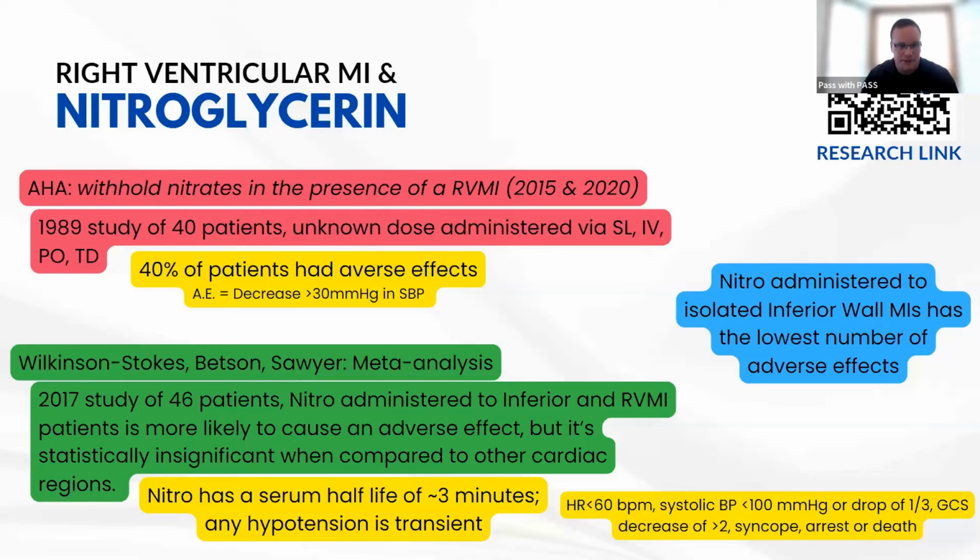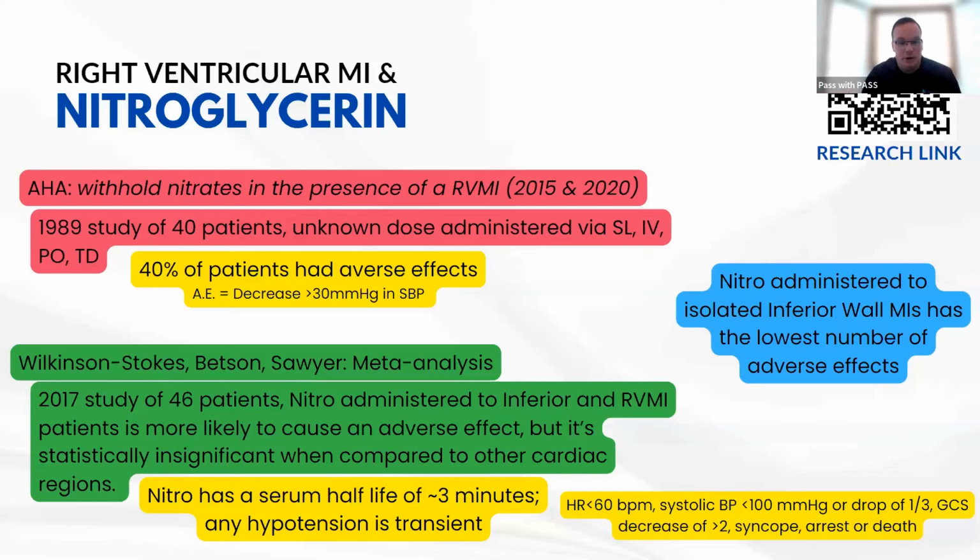So 40% of patients had adverse effects from that 1989 study. That is the reason that in 2024 now, we are continuing to operate and practice as if we should absolutely never give nitro to a right ventricular wall MI patient. And I've taught it that way for years. And I've tried to beat that in the heads of my students for years because they're going to see it in the field. They're going to see it on the national registry, right? And that's what AHA is telling us to do.